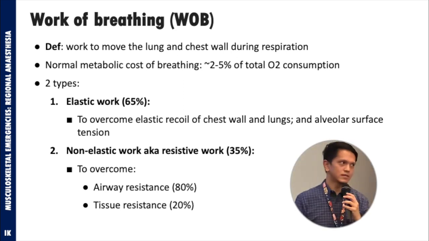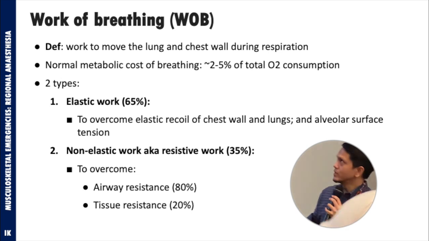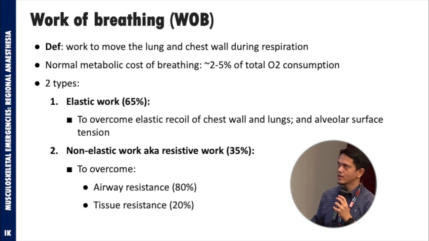ml per minute. Or 3.5 ml per kilo per minute. So this is a very small percent of it. There are two types of work the lung needs to do. Elastic work: remember just now I said in static compliance, elastic we call a stress wall, and the alveolar surface tension. So elastic work is to overcome that. Whereas non-elastic work, also known as resistive work, is to overcome airway and tissue resistance, mostly airway resistance.